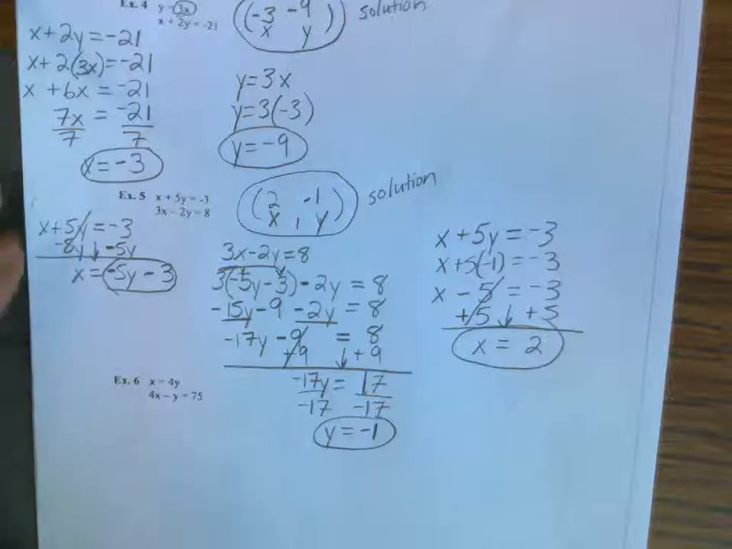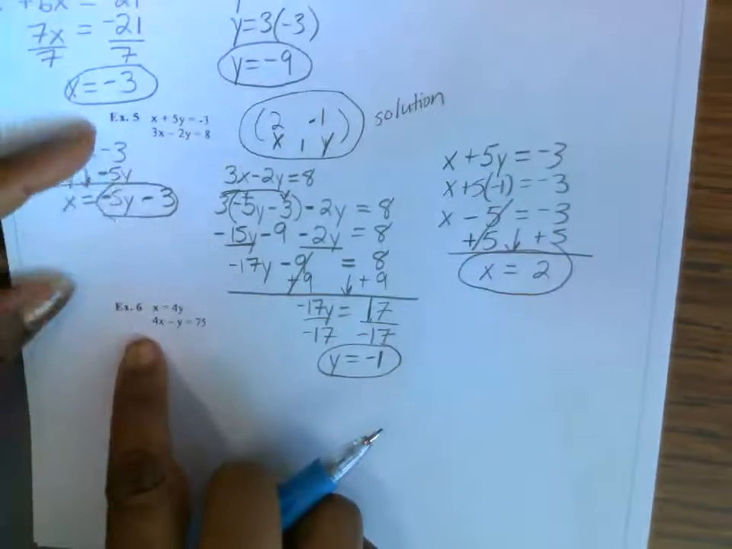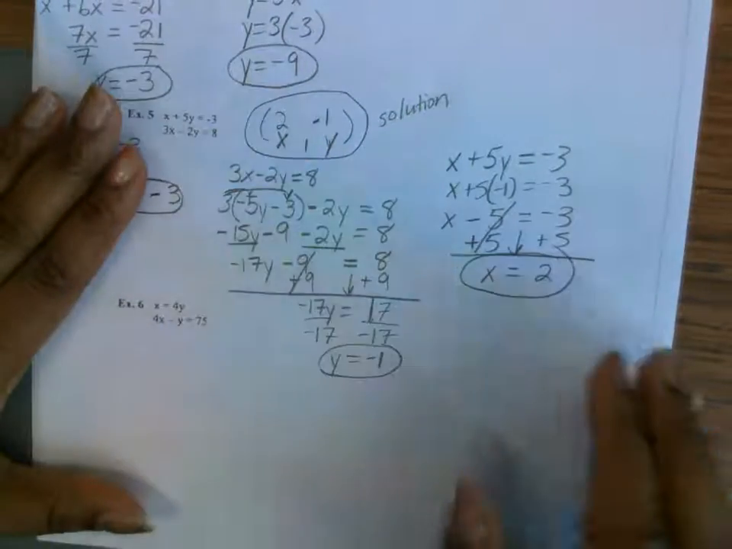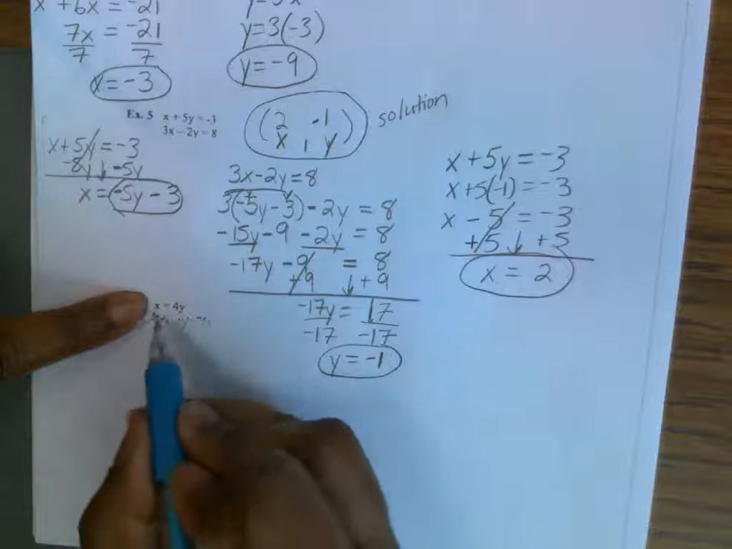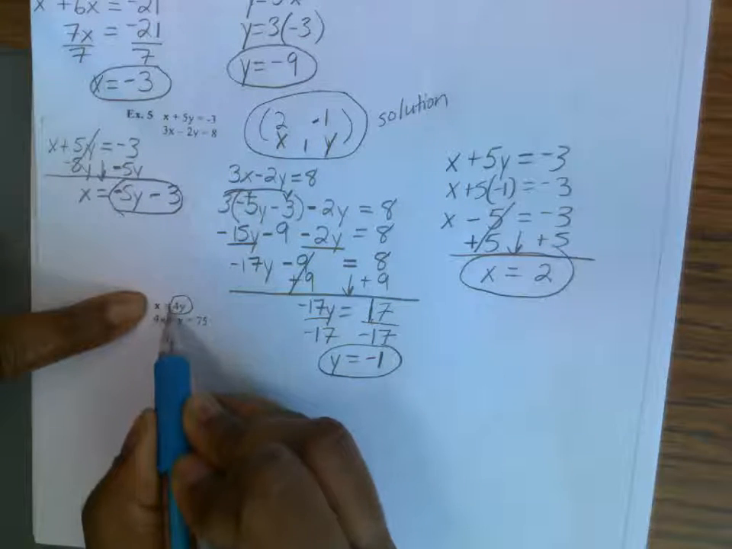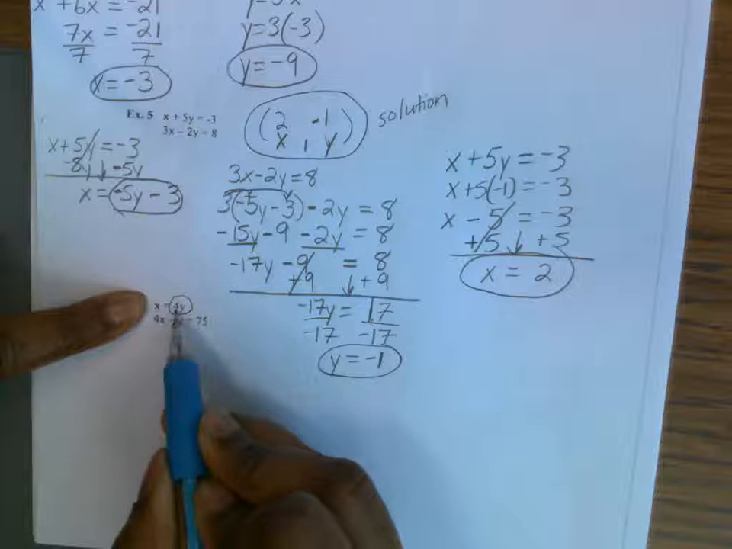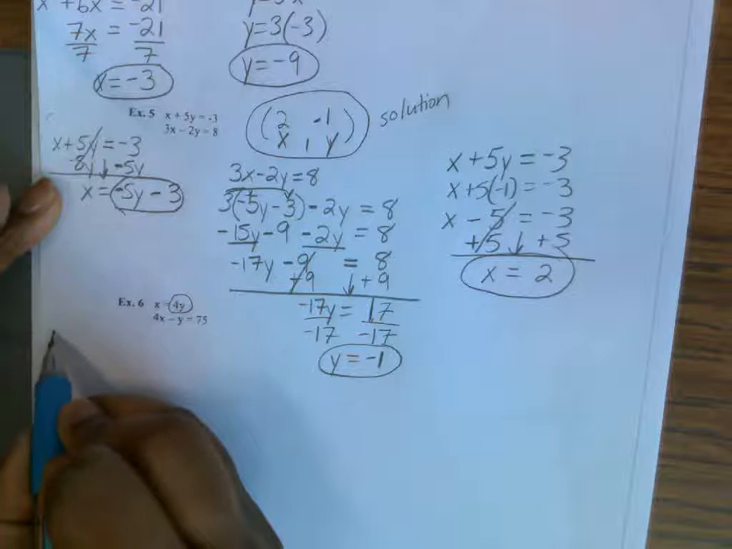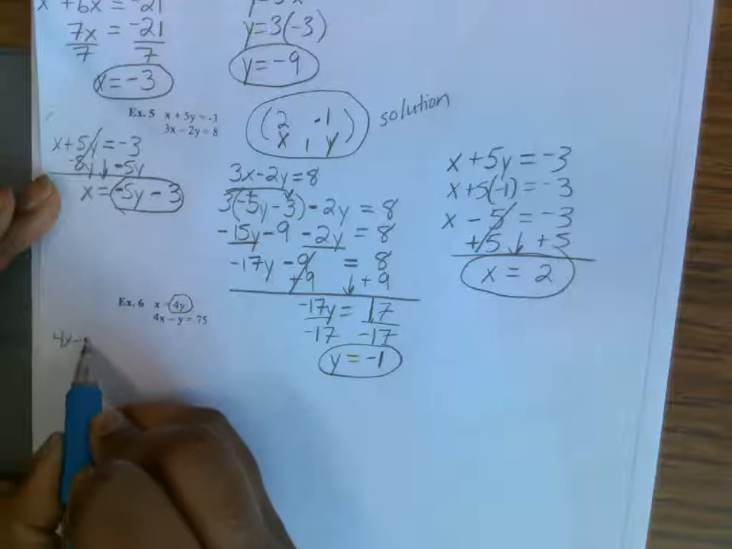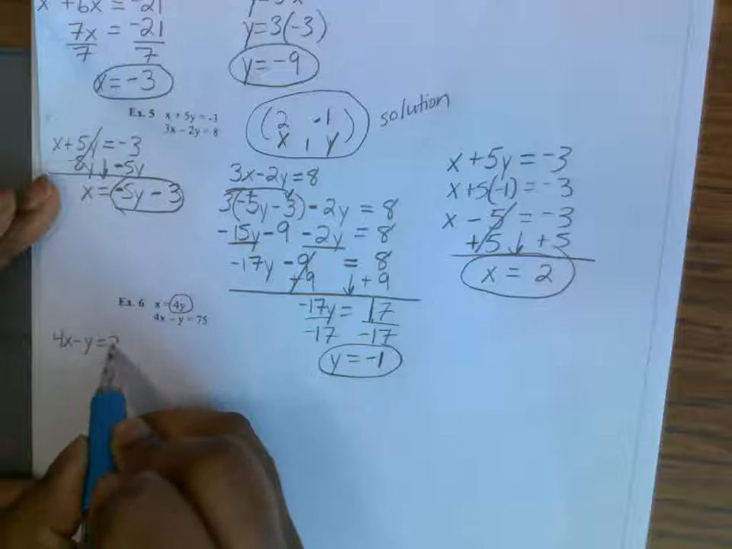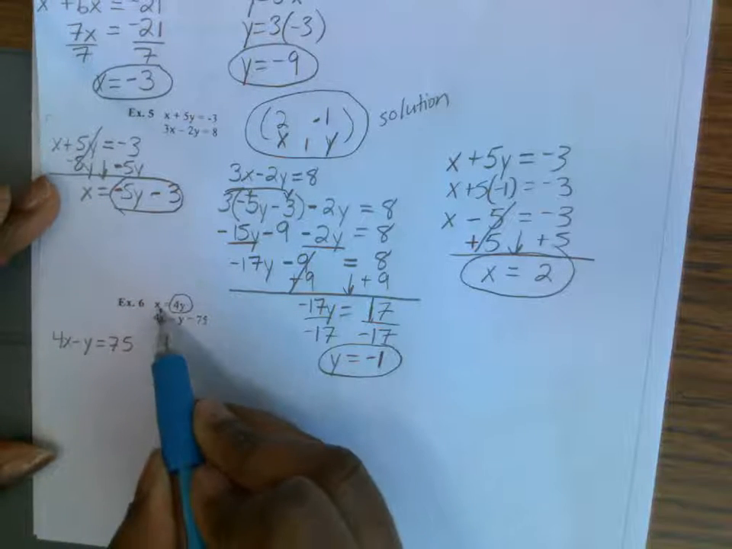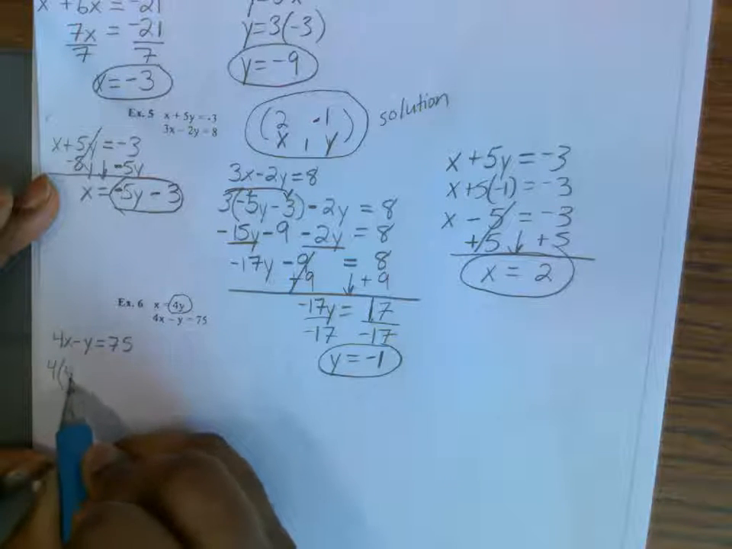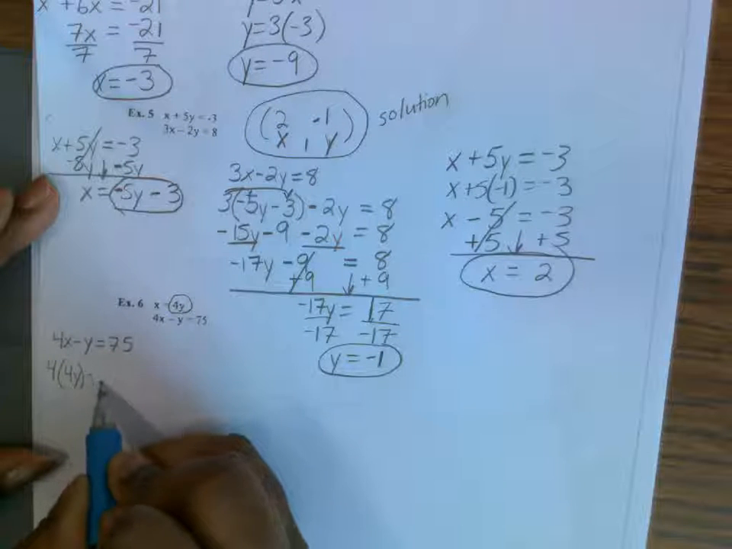Okay. All right, so this last one that I'm going to do with you is number 6. So again, what you're doing is you're isolating one of the variables. Look, x is already isolated, so I'm going to use this. I'm going to substitute 4y into the other equation for x, because that's what x is equal to. So rewrite the other equation. And I'm going to replace x with 4y. So here I have 4, and x is 4y, and bring everything else down.